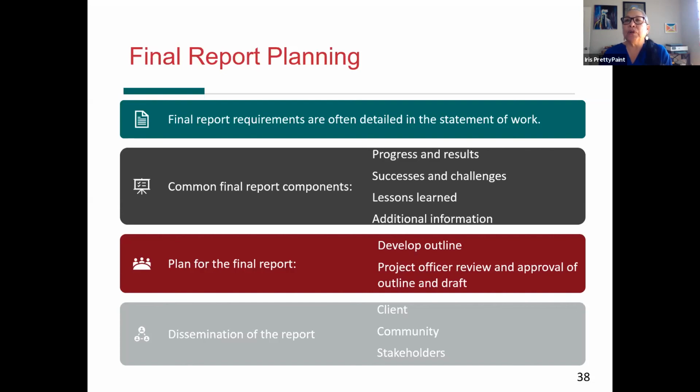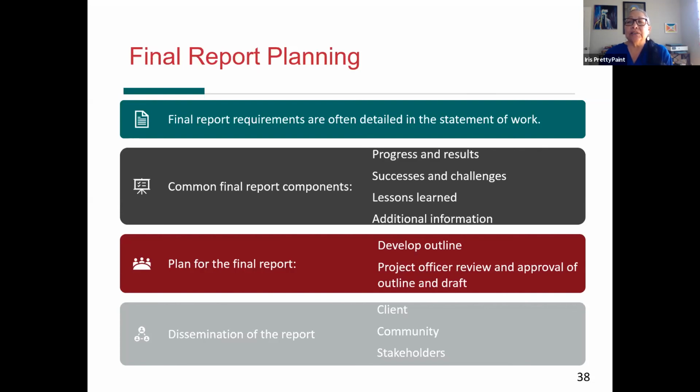One of the techniques in report writing is to begin to map out the components of your report, to develop an outline of those components. For example, here we have some suggestions for you: maybe you have a component on the progress and results of your work, to document your successes and challenges, lessons learned, and any other additional information that will help your funder understand the overall implementation, monitoring, and closeout of the work that you did.